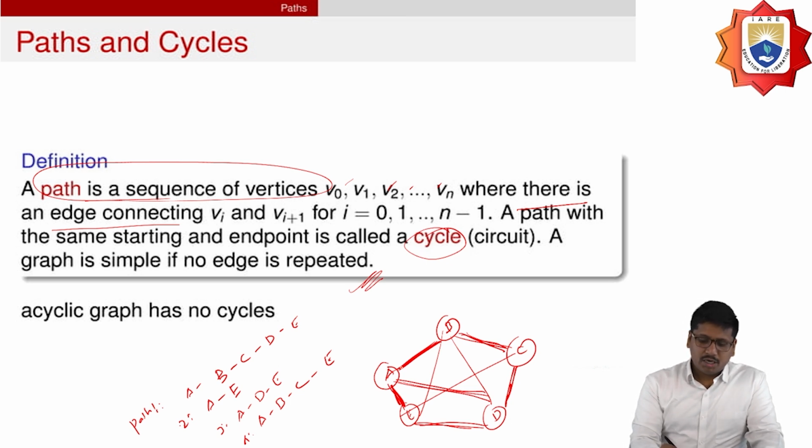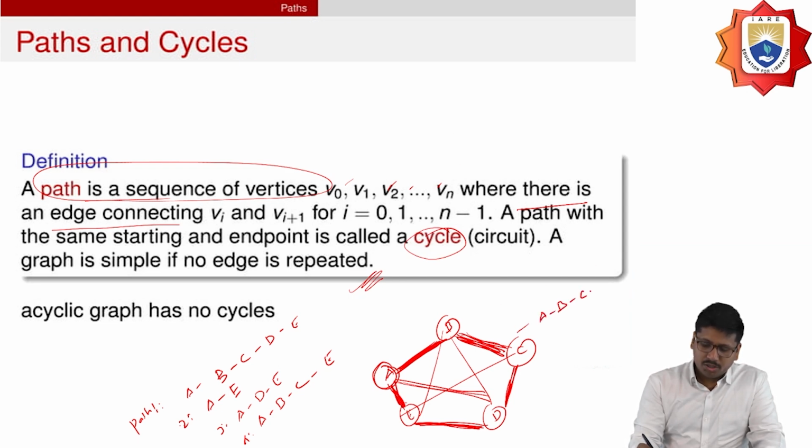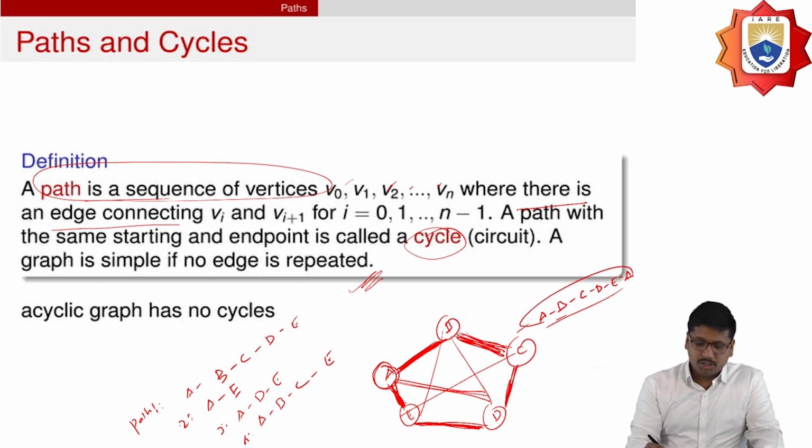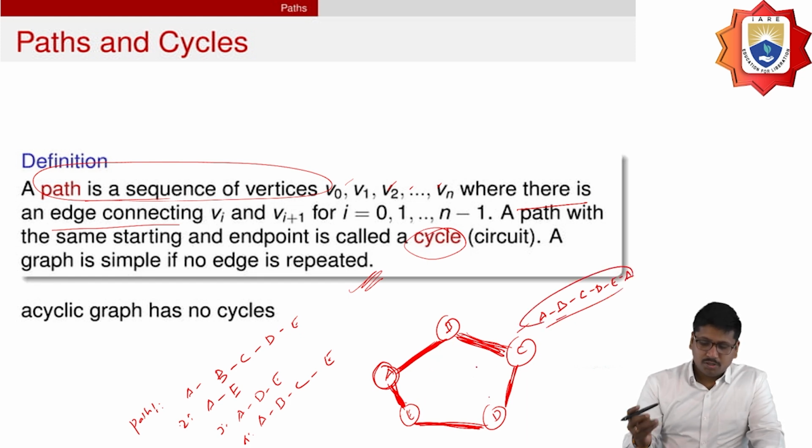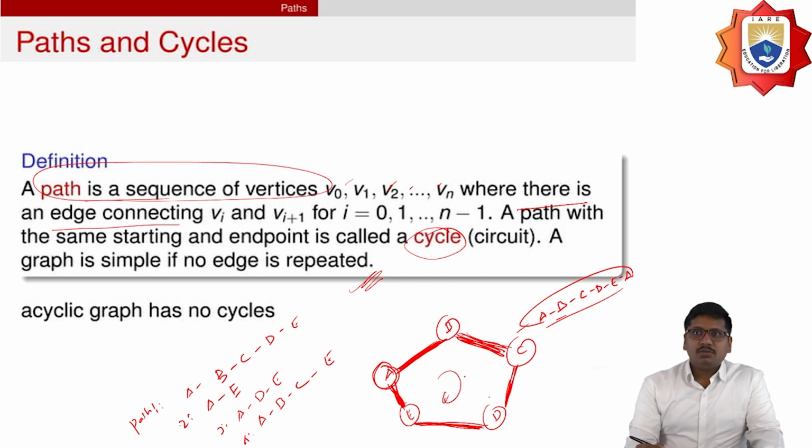Whenever the starting vertex and ending vertex are the same, I can call it cyclic. A to B, B to C, C to D, D to E, and E to A. So this is nothing but a path here. It contains a closed cycle, so we can call it a circuit as well. So that should be the cycle.